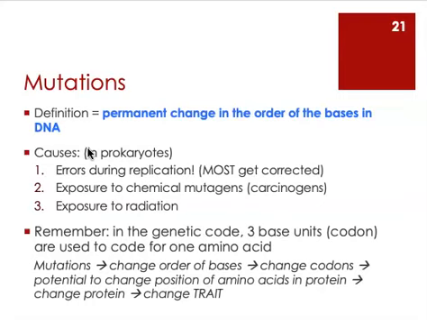We've already discussed one of them, errors that get made during DNA replication. These create changes in the order of the bases in those new DNA strands. Remember, most of them are going to get corrected, but some of them will not get corrected, and they will persist and become permanent. They will become mutations.